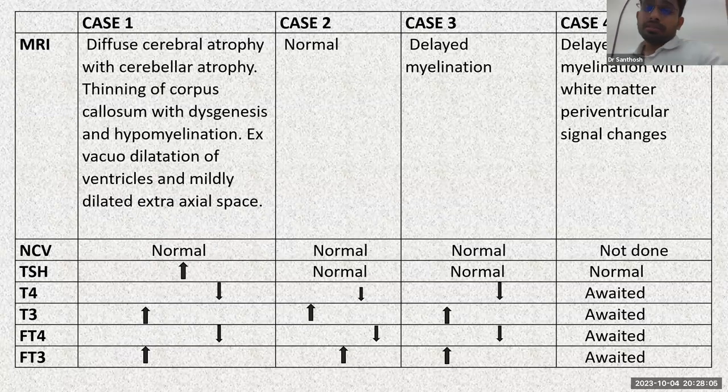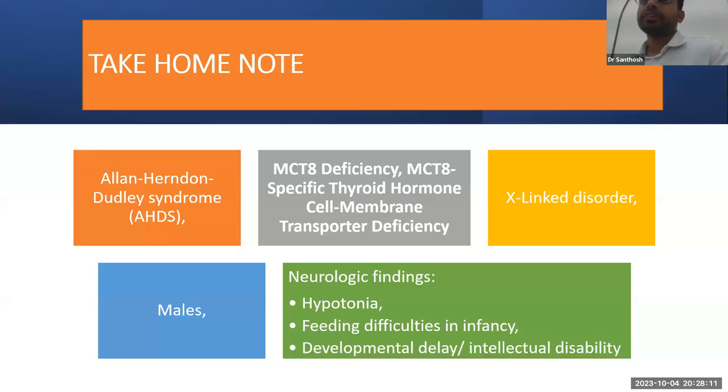With TSH, the thyroid profile was peculiar and very significant in this case, which I'll give you as a take-home note. Allan-Herndon-Dudley syndrome is otherwise MCT8 deficiency, which is a specific thyroid hormone cell membrane transport deficiency. It's an X-linked disorder seen in males.